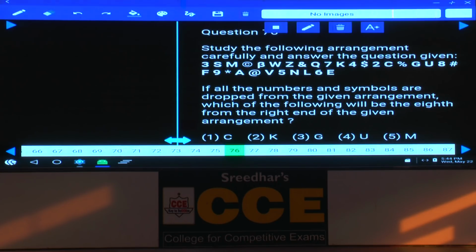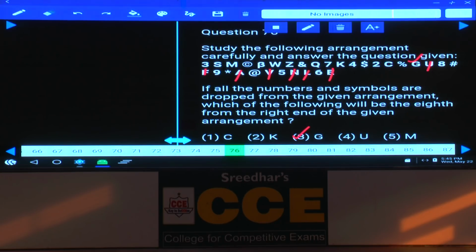Then question number 76 to 80. These 5 are based on a sequence. If all the numbers and symbols are dropped, then what will be left over? Only the letters will be left over. Then among the letters, which will be the 8th from the right hand? 8th from the right hand, only the letters 1, 2, 3, 4, 5, 6, 7 and 8. Tell me what is the answer here? G, that is choice 3.